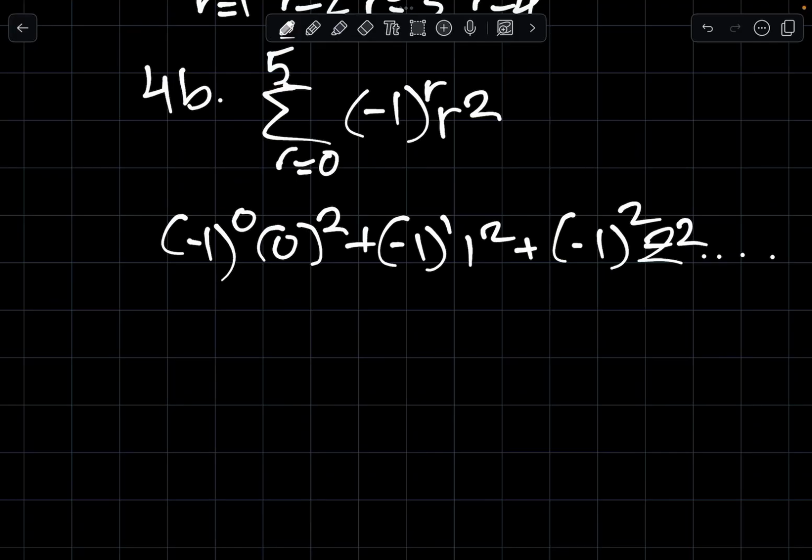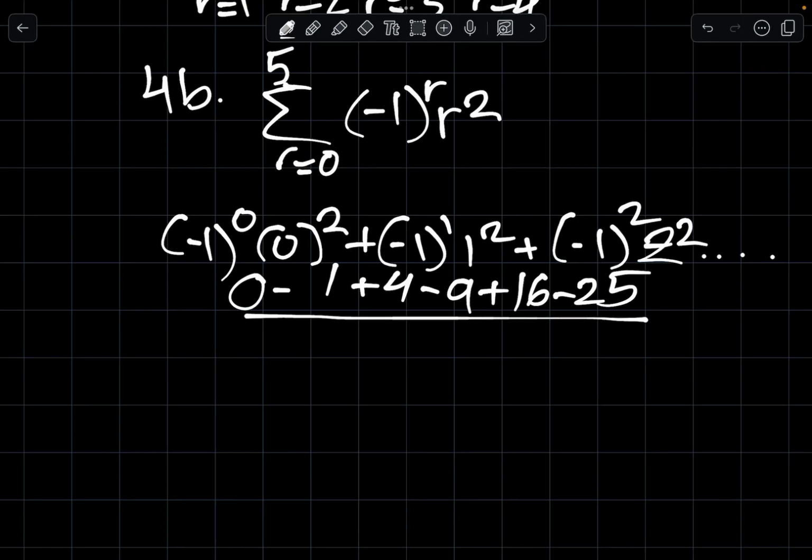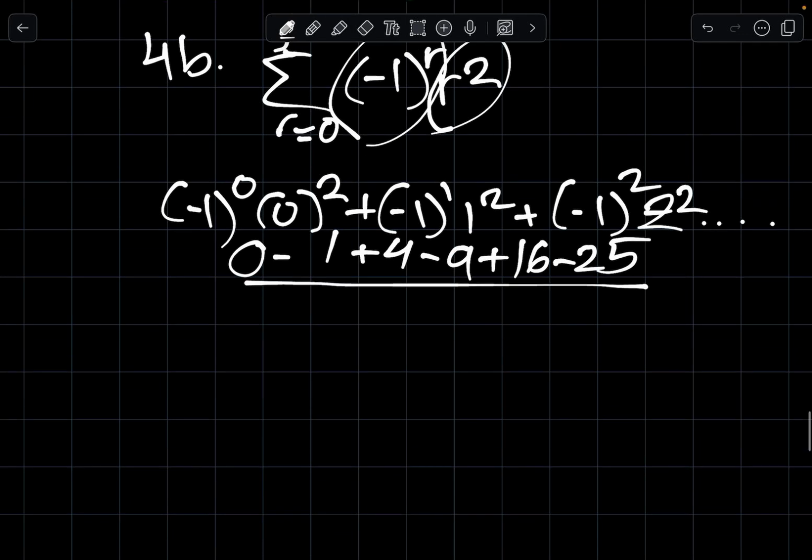And then this gets us the series 0 minus 1 plus 4 minus 9 plus 16 minus 25. Notice that these are all perfect square numbers. The reason is that r squared is a perfect square of integers. All we're doing is adding the negative 1 power, which is going to switch it from positive to negative, positive to negative.